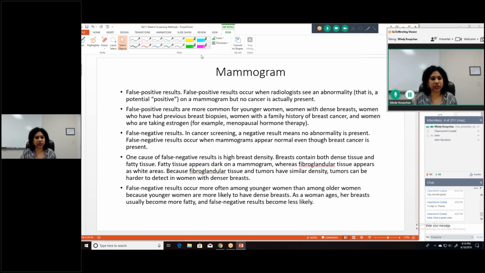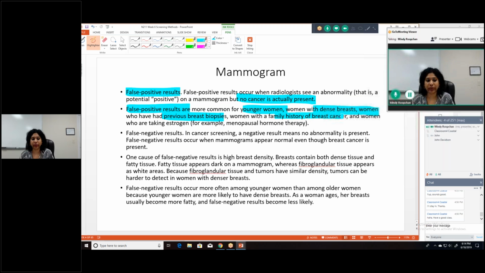So these are how we check the results. We can have a false positive. With a false positive, this is when the radiologist may see an abnormality on the mammogram, but no cancer is actually present. That's a false positive. False positive results are more common for younger women, women with dense breast tissue, women who've had previous breast biopsies or with a history of breast cancer or even taken estrogen.